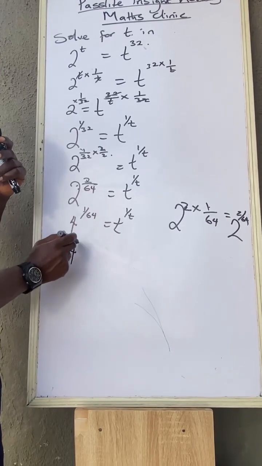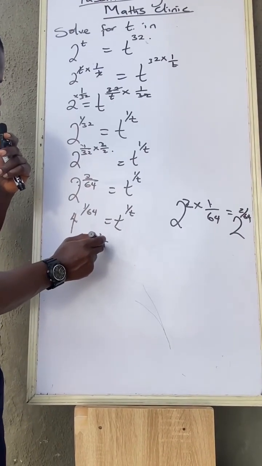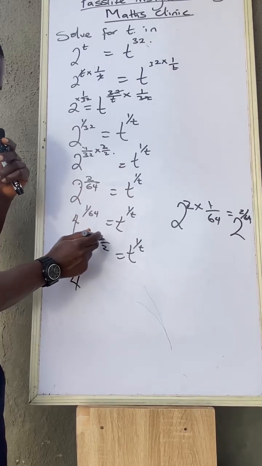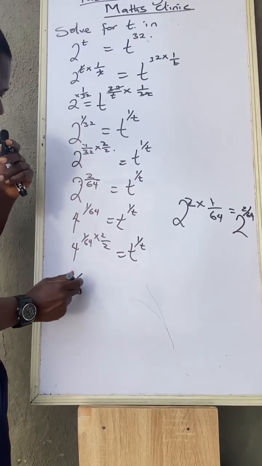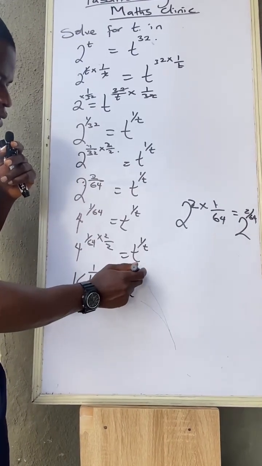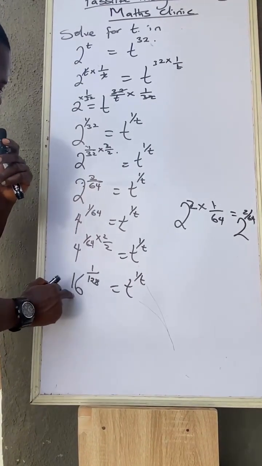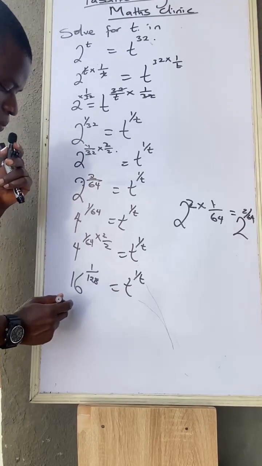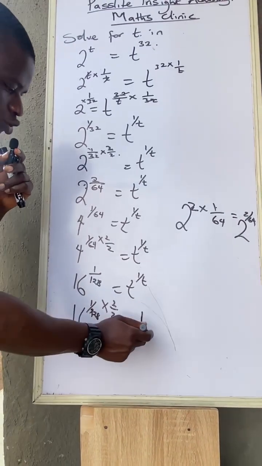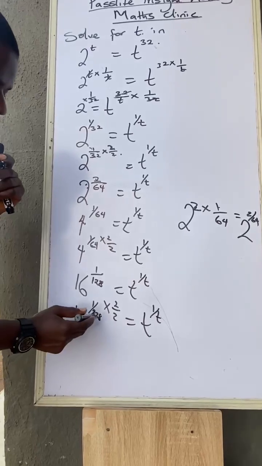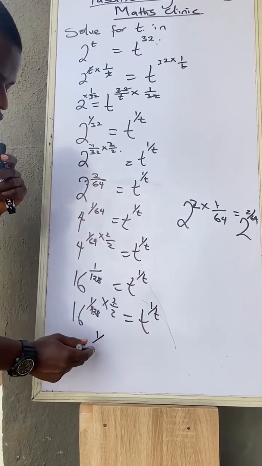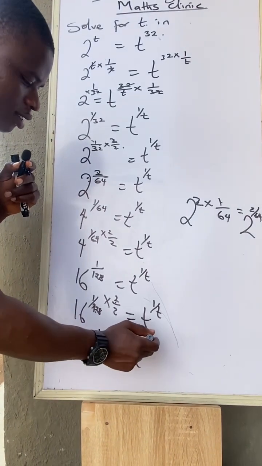Let's continue. 4 raised power 1 over 64 times 2 over 2 is equals to t raised power 1 over t. So you can have something like 4 raised power 2, that will be 16. Let me just write the final answer there: 16. 64 times 2, that is 1 over 128, is equals to t raised power 1 over t. I'm still going because the most for this and this should look alike. So let's continue. 16, 1 over 128 times 2 over 2 is equals to t raised power 1 over t. So at the end of the day, 16 squared, that is 256. 1 over 128 times 2, 256 is equals to t raised power 1 over t.